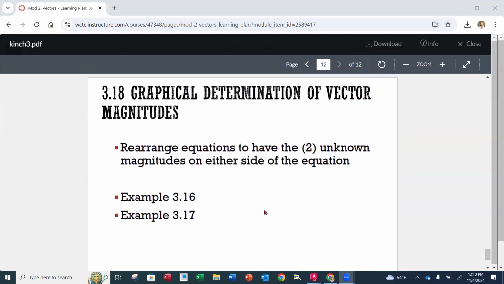All right. So graphically determining vector magnitudes when we have some equations here. We're going to look at two final examples. These two ideas lead us into being able to do our homework in its entirety. So we're going to look at example 316 and example 317. First we're going to look at 316. So I'm going to go underneath my camera.